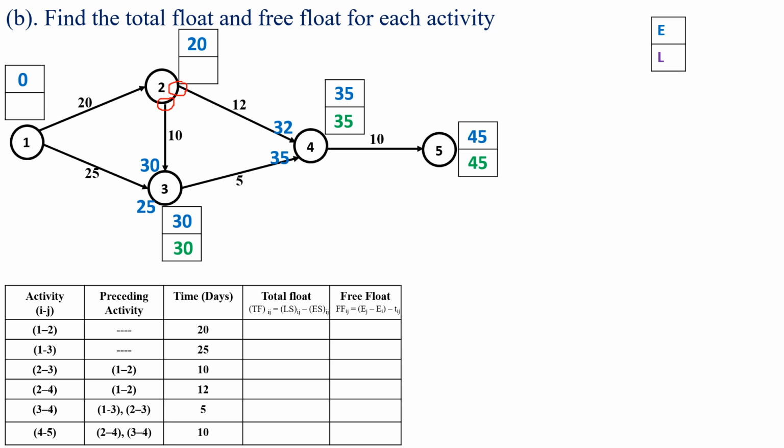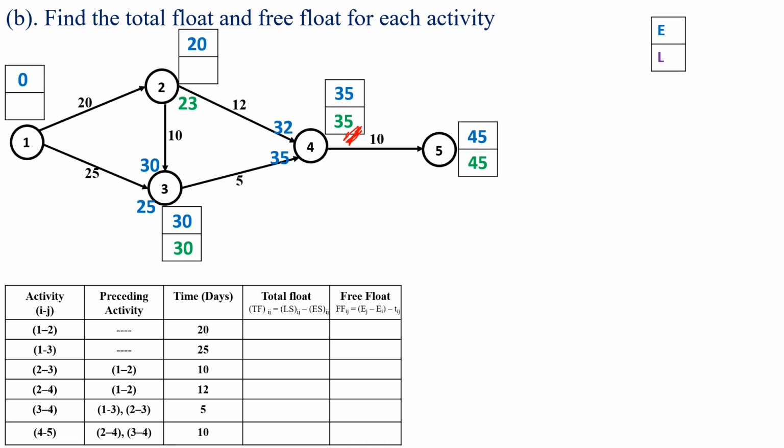First we have to look at the activity 2 to 4. For the activity 2 to 4, the finish time is 35 at the event 4. Then the start time will become 35 minus 12, which is equal to 23.